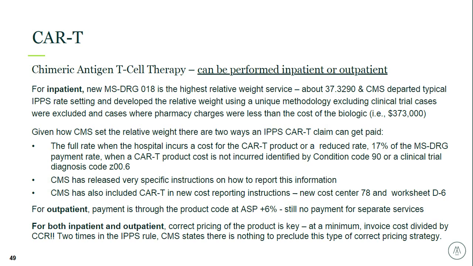So this can be performed either inpatient or outpatient, but the payment methodology is very different. But CMS did create a new DRG 18 that went into effect last October. But again, if you're not pricing your charges properly, you will not even cover the cost of the product. And the ASP plus 6% payment on the outpatient basis not just covers the product, but any associated patient care costs to collect the cells and to process the cells.